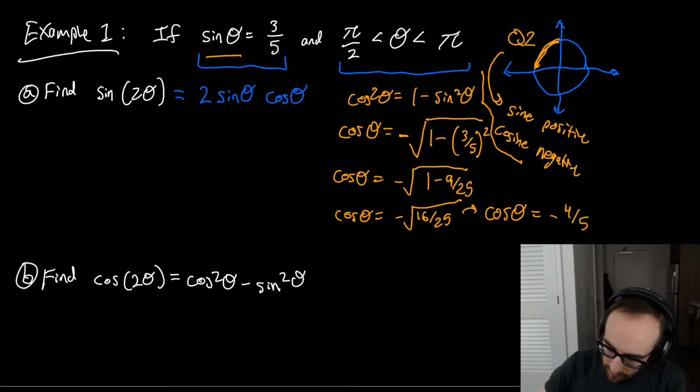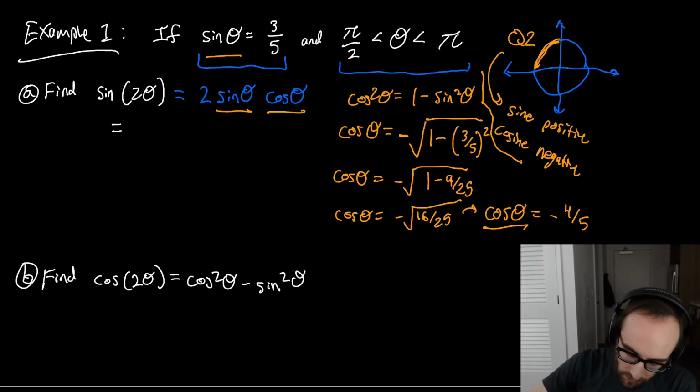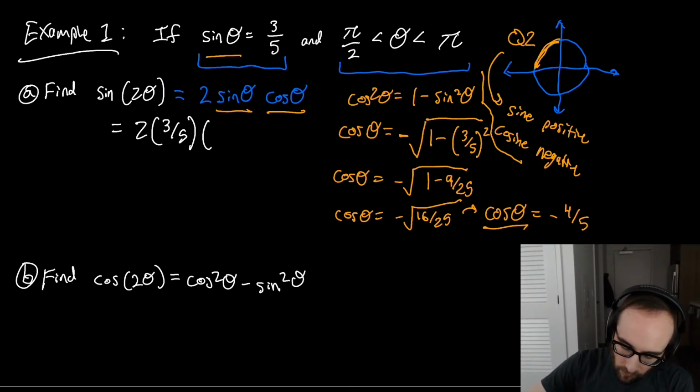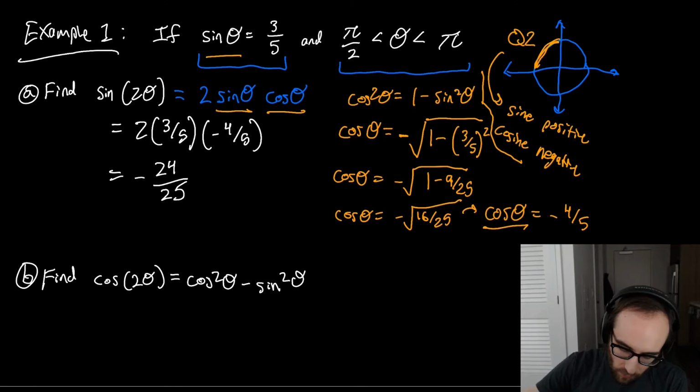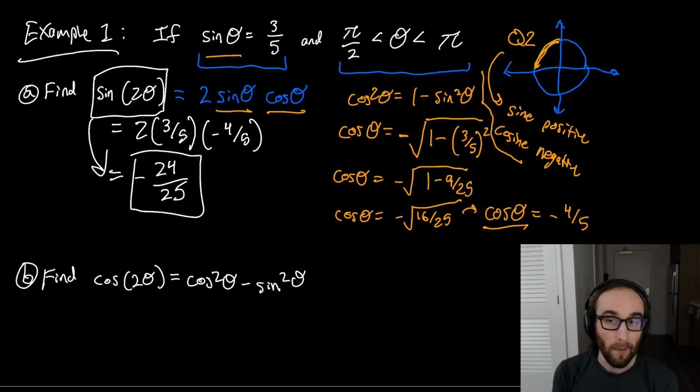Great, so we have our sine value and our cosine value. We can plug both of those into our double angle formula. We end up with sine of 2 theta is equal to 2 times sine of theta, 3/5, times cosine of theta, negative 4/5. If we multiply this all out, we end up with negative 2 times 3 is 6, times 4 is 24, and 5 times 5 is 25. So negative 24/25 is what sine of 2 theta is equal to. Awesome. So we used our double angle formula, and then we used what we know about the unit circle to find the sine and cosine values and plug those in.